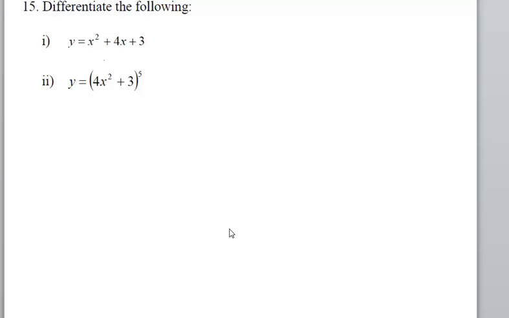Fundamentals for Engineering Mathematics section, Final Exam Revision, questions 15 and 16.